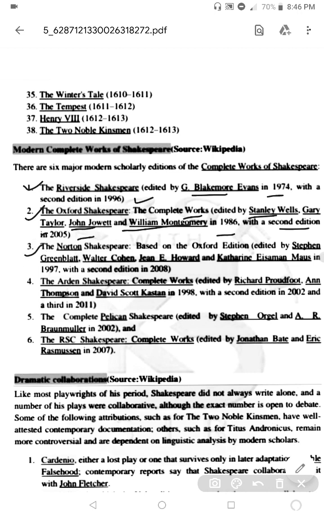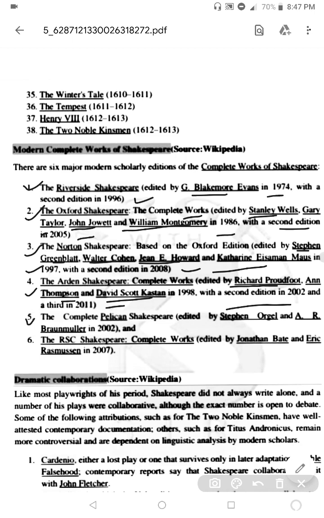Then the third is the Norton Shakespeare, which was based on the Oxford edition, which was edited by Stephen Greenblatt, Walter Cohen, Jean E. Howard, Katharine Eisaman Maus in 1997, and its second edition was published in 2008. Then the Arden Shakespeare, Complete Works, which was edited by Richard Proudfoot, Ann Thompson, and David Scott Kastan in 1998, second edition in 2002, and it also has a third edition which was published in 2011.